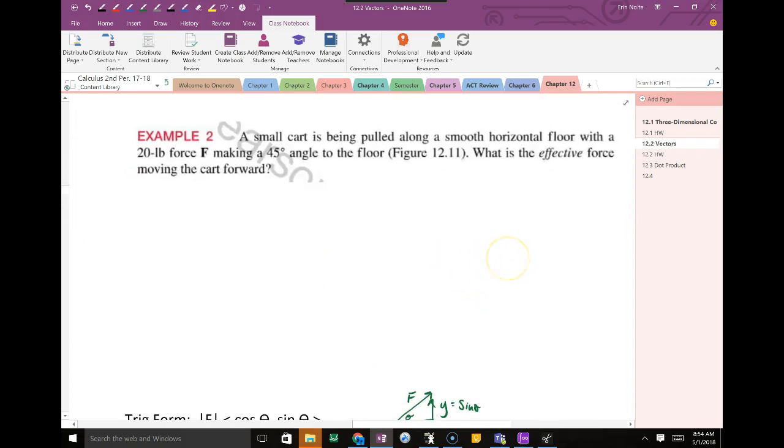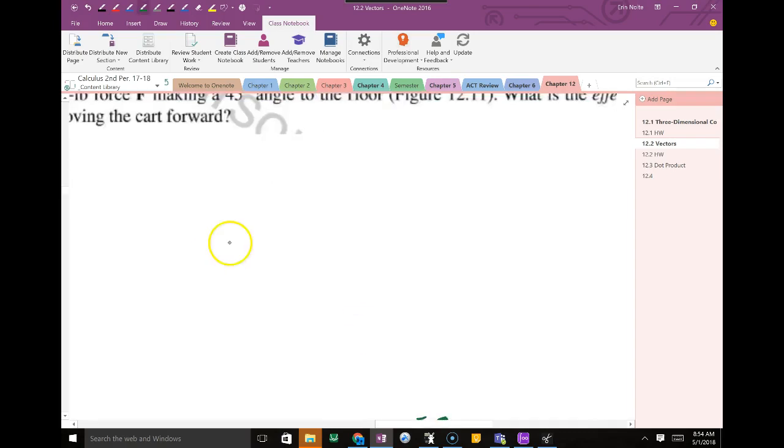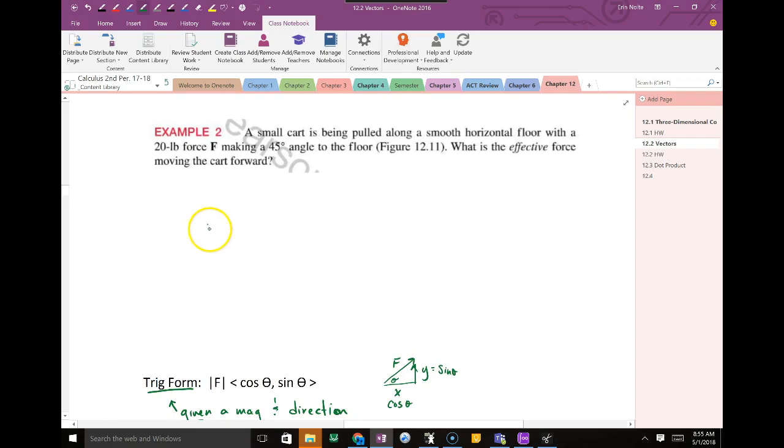Okay, so here's a scenario of a small cart that is being pulled along a smooth horizontal floor with, no, there's no shadow we're talking about, with a 20-pound force making a 45-degree angle with the floor. Okay, so I'm going to draw a picture for you. It's going to be really good. This is my cart. The cart is being pulled at a 45-degree angle. Can you tell me what the magnitude of that vector is?